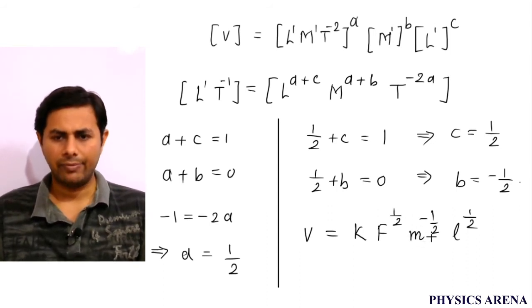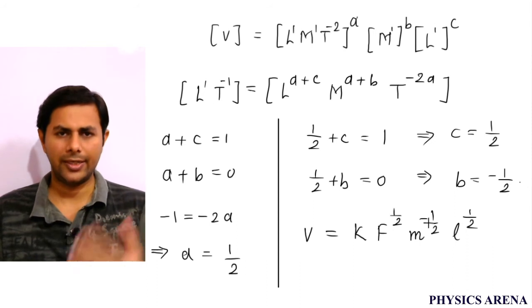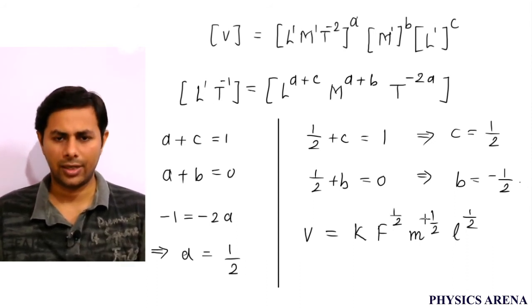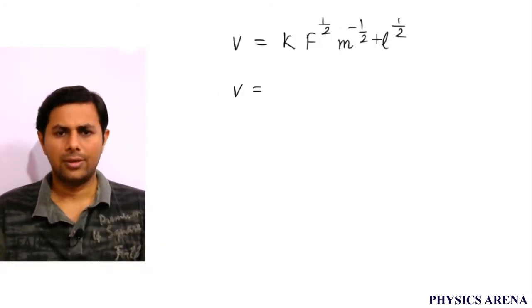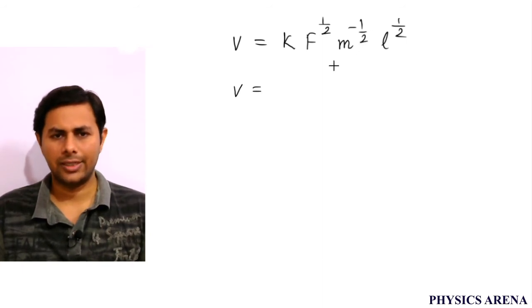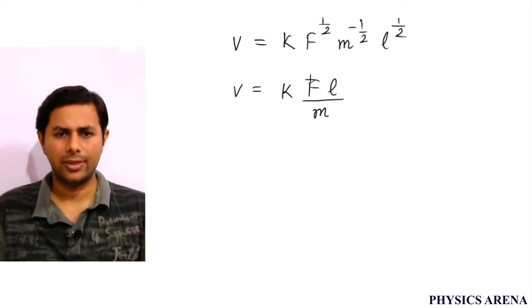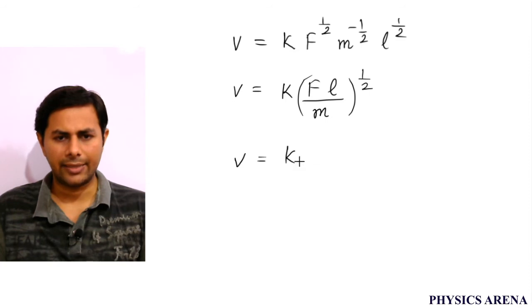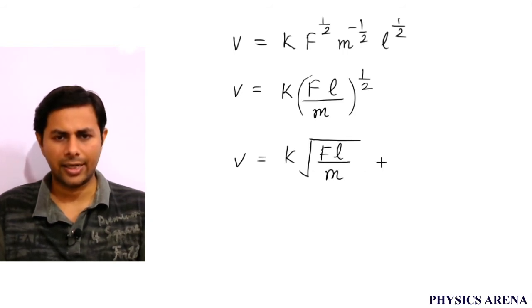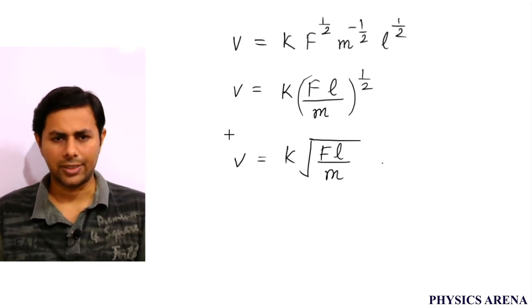Now we have m raised to minus half in the numerator. So if I take this term in the denominator, it becomes m raised to half. So let me take this on the next page. So I will take this m raised to minus half in the denominator, so it becomes m raised to half. So we have F times L divided by m, everything raised to half, or I can say v is equal to k times the square root of this term. Okay, so v is equal to k times the square root of F times L divided by m. So this is the required equation.